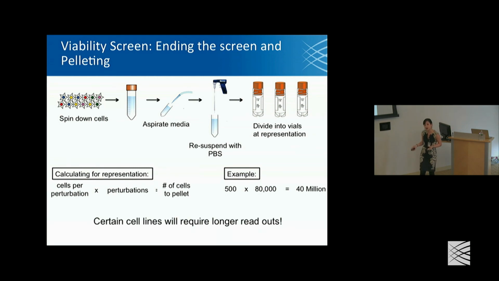Do keep in mind that certain cell lines will require longer readout time points. So for Project Achilles with their Avana library, we typically screen for 21 days. However, if you're screening with an epigenetic library, you're going to pull that out to about 4 to 5 weeks to allow for all the changes you want to happen appropriately.